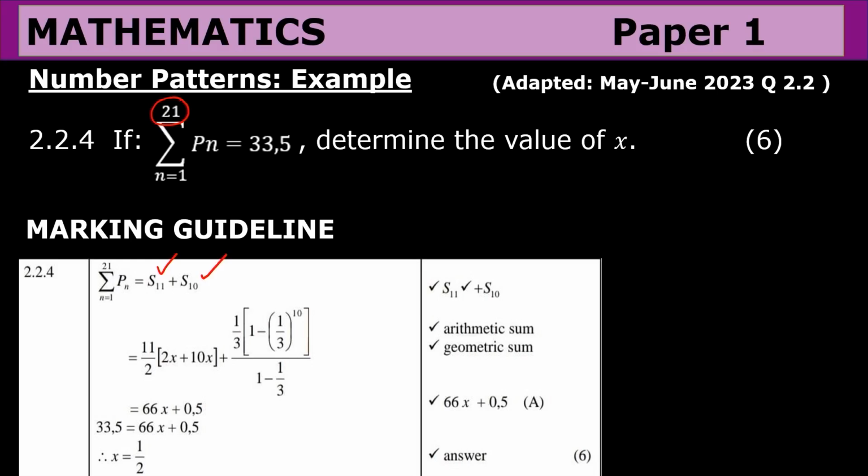Together, they make those 21 terms. So we're going to get a mark each for realizing or recognizing this. Then we're going to get a mark for the sum of the arithmetic and another mark for the sum of the geometric. After simplification, it gives us an answer of 66x plus 0.5. We're going to get a mark for that, and this is an accuracy mark, meaning it has to be those exact numbers, nothing else. And then we will get a final mark for the answer, which is x is equal to 1/2, and that is where those 6 marks come from.